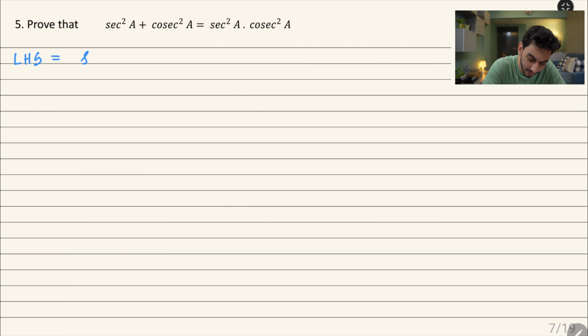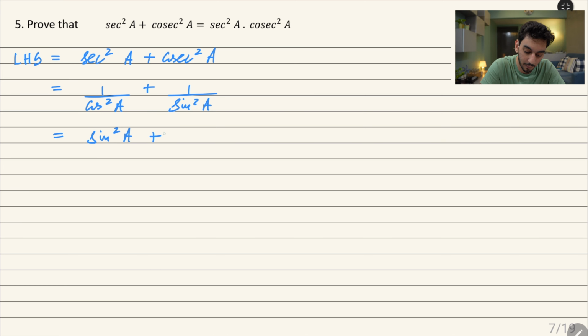Left hand side is sec square a plus cosec square a. Now sec square a can be written as 1 upon cos square a, cosec square a can be written as 1 upon sine square a. Now just cross multiply these two fractions. Sine square a times 1 is sine square a plus cos square a times 1 is cos square a, and in the denominator these two get multiplied, so cos square a times sine square a. The numerator is sine square a plus cos square a, which is just 1, and the denominator is cos square a times sine square a.